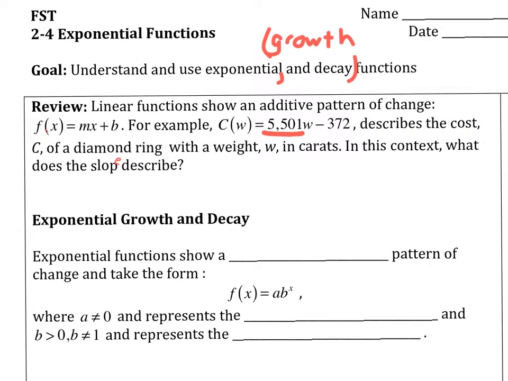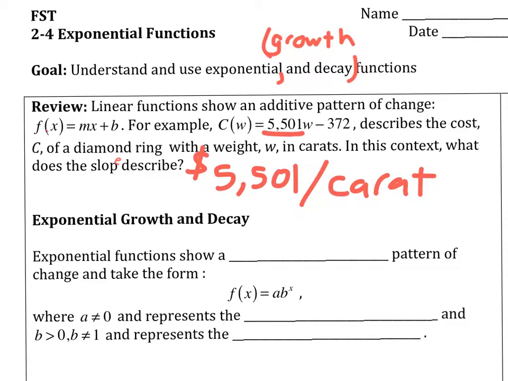So by way of review, linear functions show an additive pattern. That is, I'm adding 10 each time or adding $12 each time. And it always takes the form, or can always take the form, mx plus b. So for example, C of W is equal to 5501 W minus 372 describes the cost, C, of a diamond ring with a weight W in carats. In this context, this means $5,501 per carat. If you want one more diamond with one more carat, that's going to be another $5,500, please. Thank you very much.